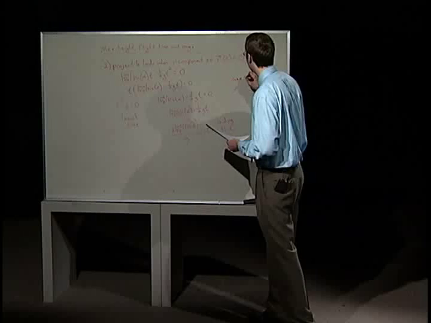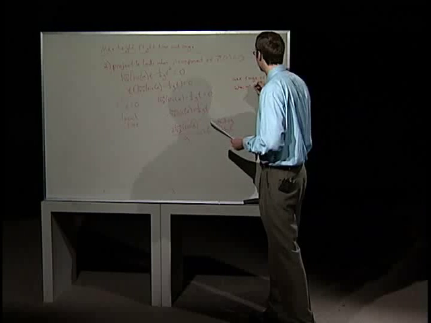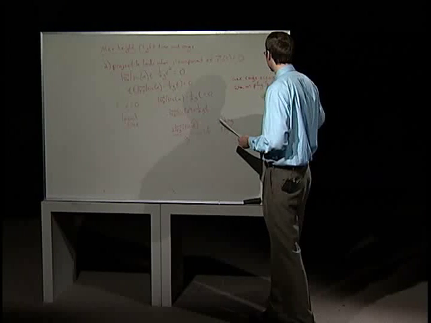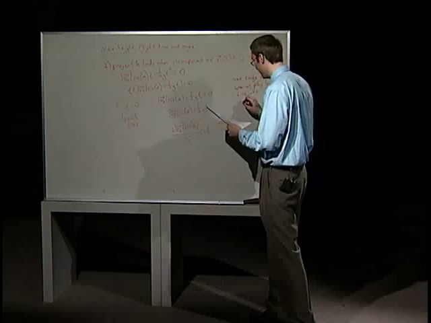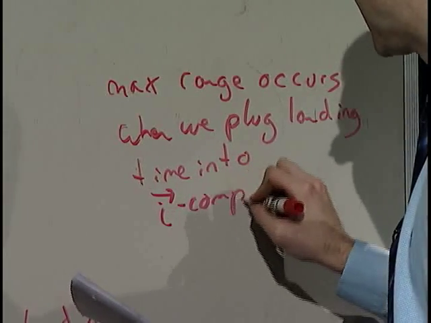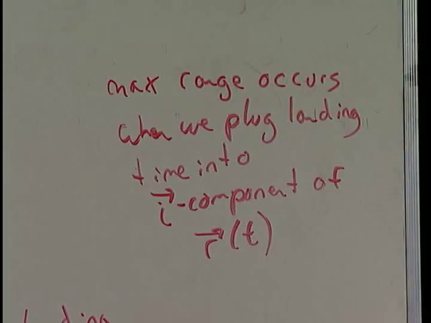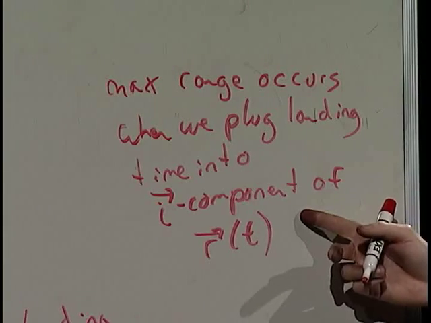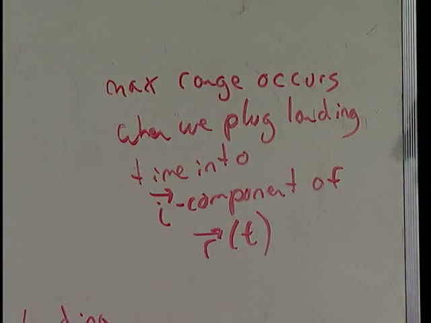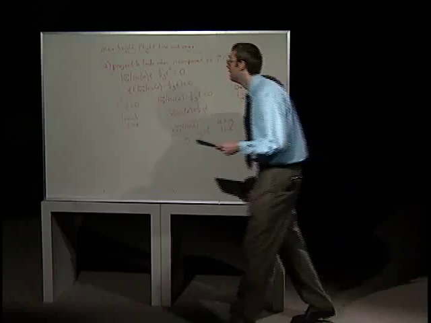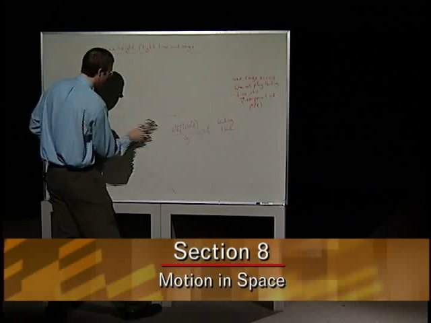So max range occurs when we plug landing time into the i-th component of r of t. So we want to know how far downrange it is. The max range occurs when we plug in landing time into the horizontal component of r of t. All right, let's do that then. So let me erase all of this. Keep landing time in mind.